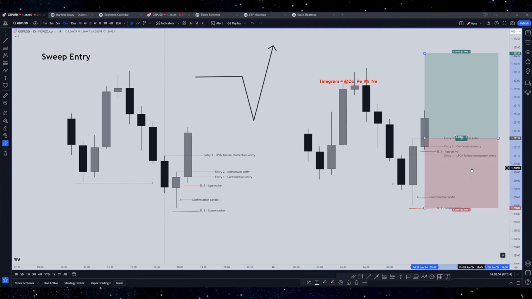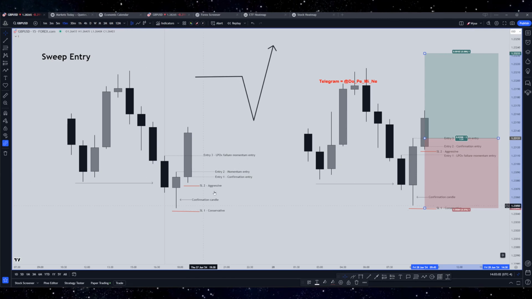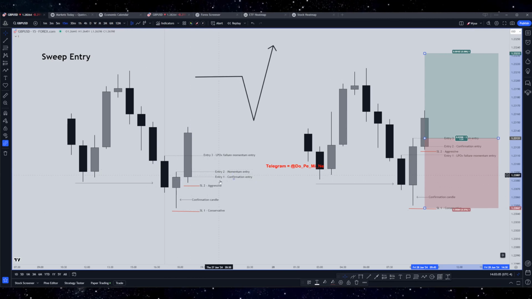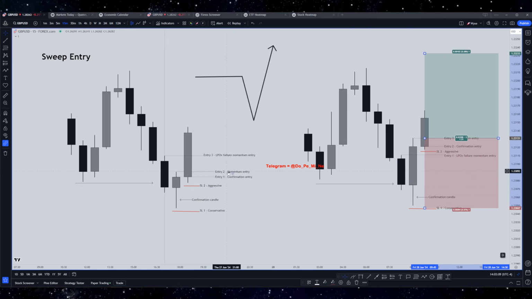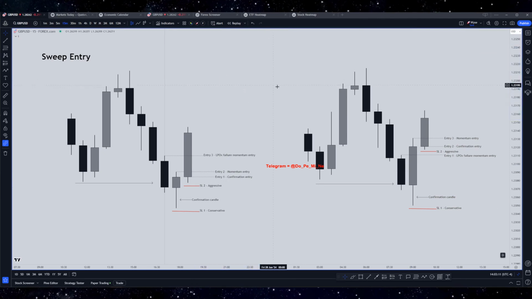And what you'll find with the sweep entries is they are incredibly powerful if you can pick the right spots of structural liquidity, specifically structural liquidity. If we see a sweep of structural liquidity with a confirmation candle, chances are we are going to see a run in the opposite direction. And this can create some very high powered trades to be involved in, especially when there is momentum in the market.